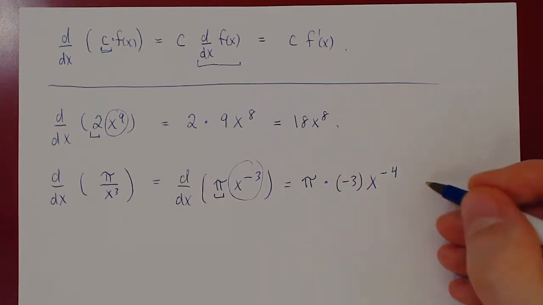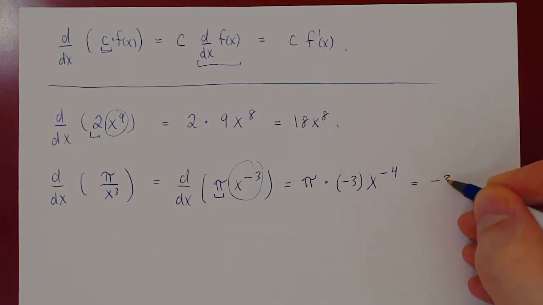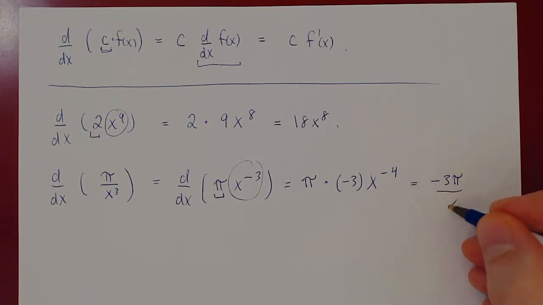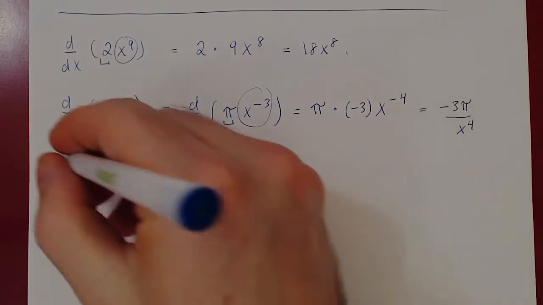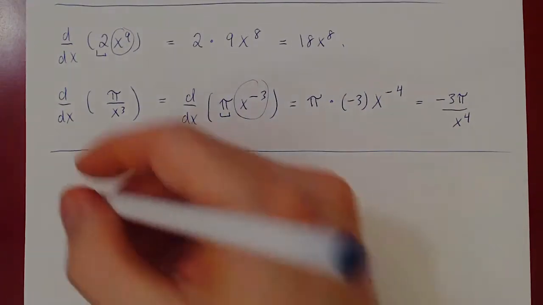And we can simplify here in two ways. We can write this as negative 3 pi x to the negative 4. And if we want, we can send the x down to get a positive power of 4. And that is the constant multiple rule. Let's now include this with our power rule, our sum and difference rule, and the constant rule in one example. What if we asked for the derivative of the following function?